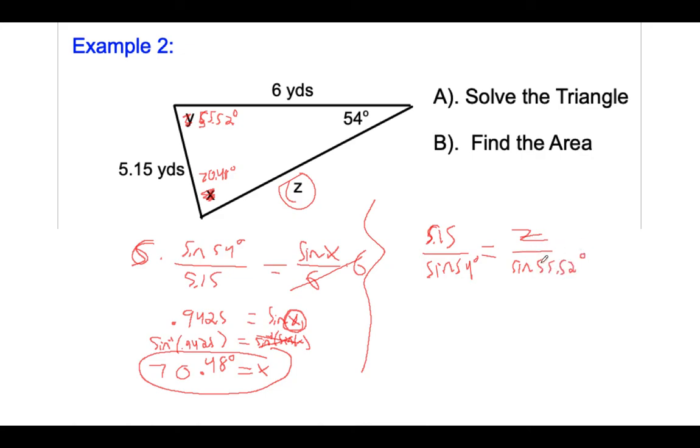So to solve for z, you multiply this number over there. So z would equal sine of 55.52 times 5.15 divided by sine of 54. And that side length is about 5.25 yards. Okay? And so there, to solve, we found all of the missing side lengths and angle measures.